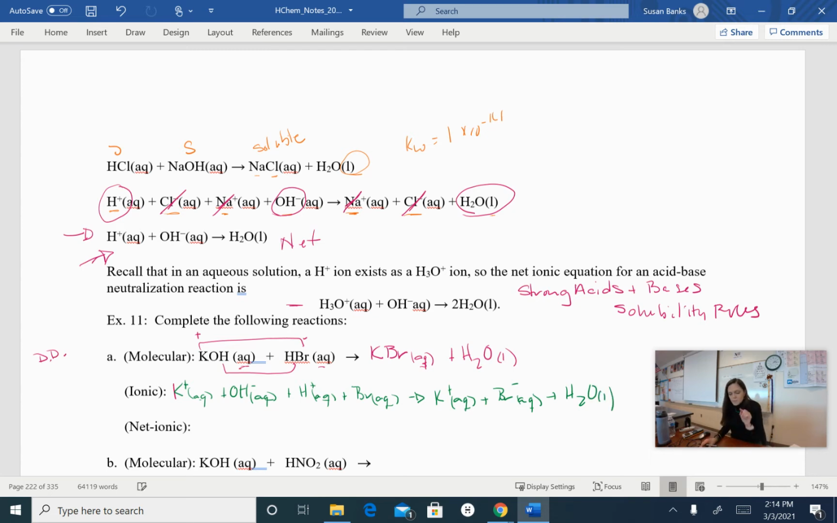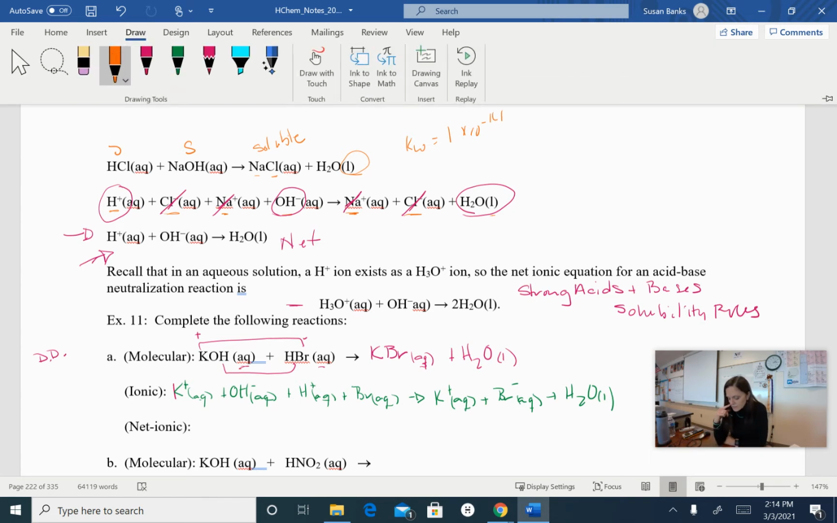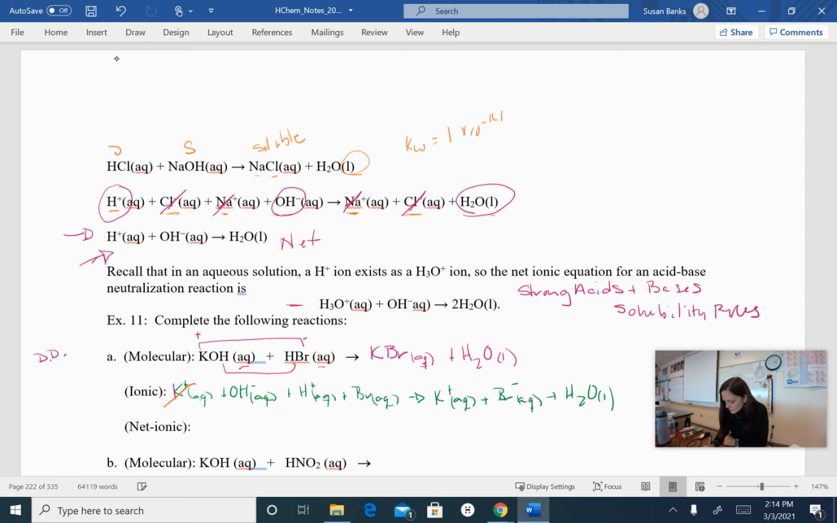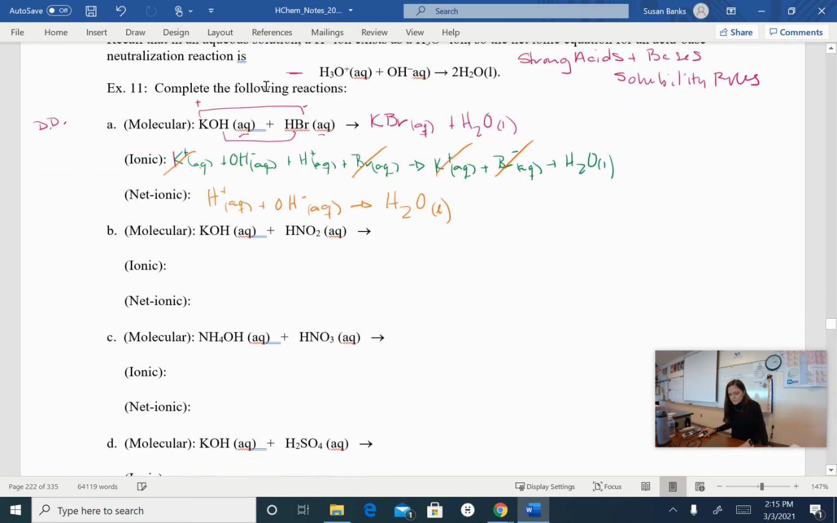Okay? So my net ionics, what are my repeaters? What can I cancel out? I can cancel out my potassiums, and I can cancel out my bromides. Okay? So what's left is my hydrogen ion getting together with my hydroxide ion to make me water. That is going to be my net ionic equation. Okay? All right. Let's look at this next one.